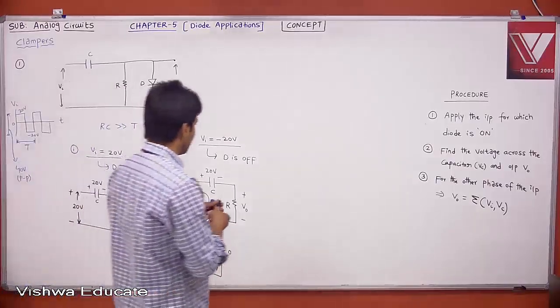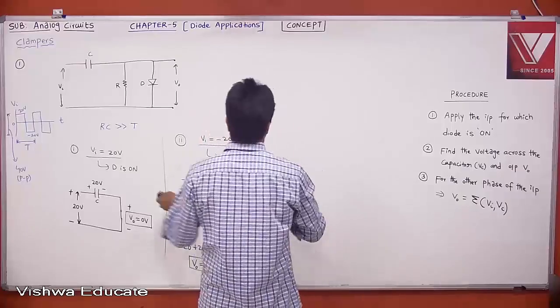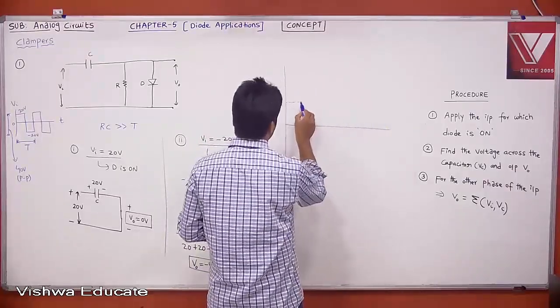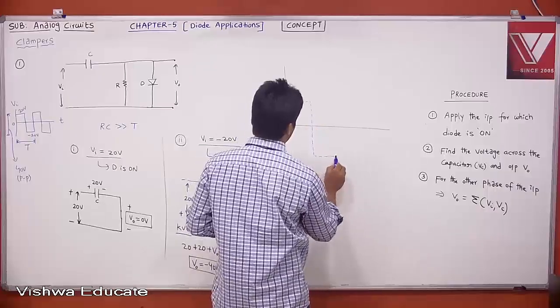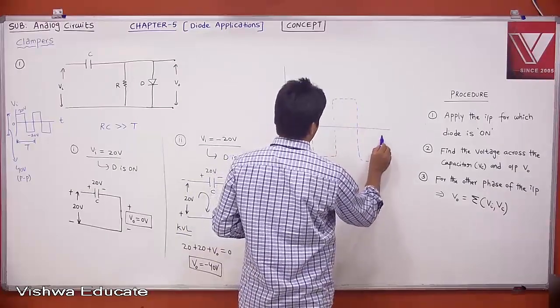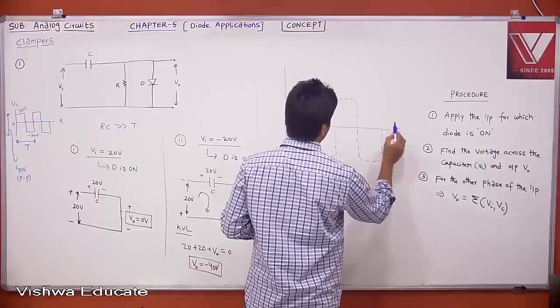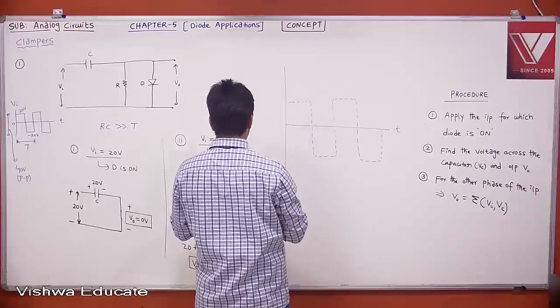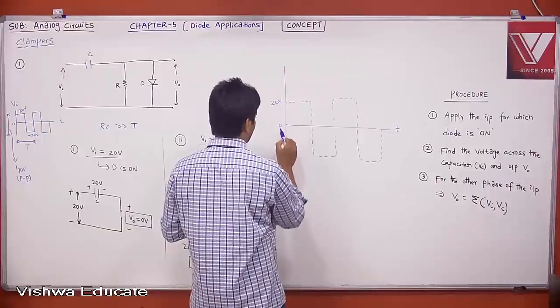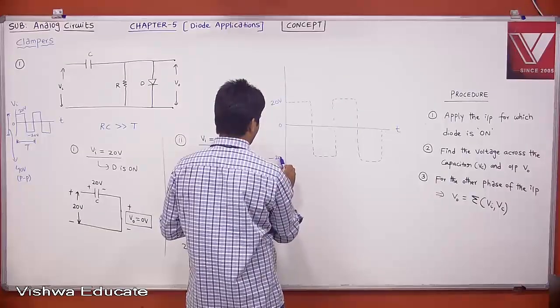Therefore, what is your input? This is what is your input, plus 20 to minus 20. I think 2 cycles are enough. This is continued. This is the time T. Right? Now we want output. Therefore, this is 20 volt, 0, minus 20 volt.